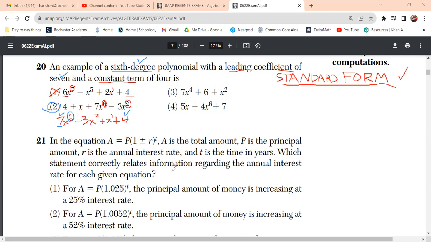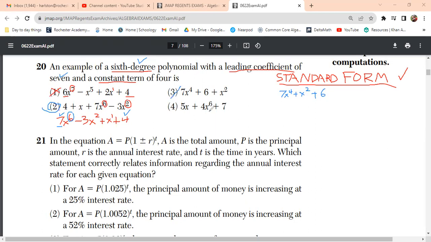Even though we're done with the question, I think it's good to see why the other ones are not the answer, just for more practice. This one is not in standard form because the x squared should go here. If we were writing it in standard form, it would be 7x to the 4th power, plus x squared, plus 6. So the degree would be 4, the leading coefficient would be 7, the constant is 6. So this is not the answer.